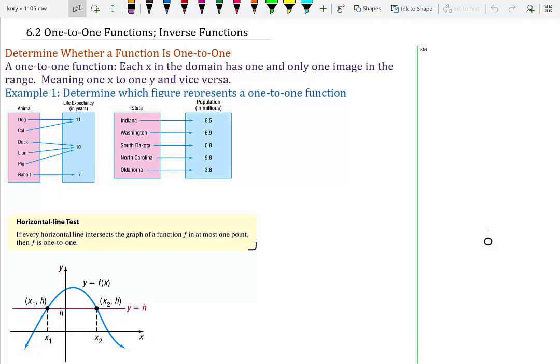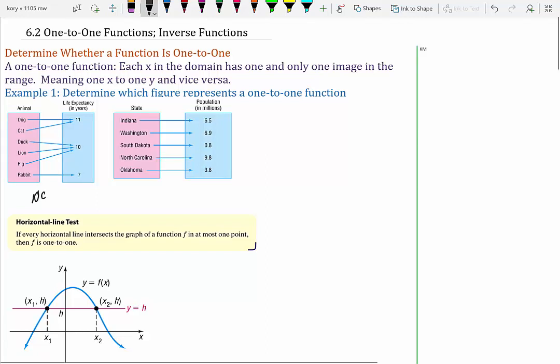So basically a one-to-one function is each x in the domain has one and only one image in the range, meaning one x to one y and vice versa. So in example 1, we're going to look at the charts and determine if they are one-to-one functions. So is the left one one-to-one? No, right, no. There's arrows going to multiple things, right? What about the second one? Yes. And there will be those easy questions on the test as well, so please get it.